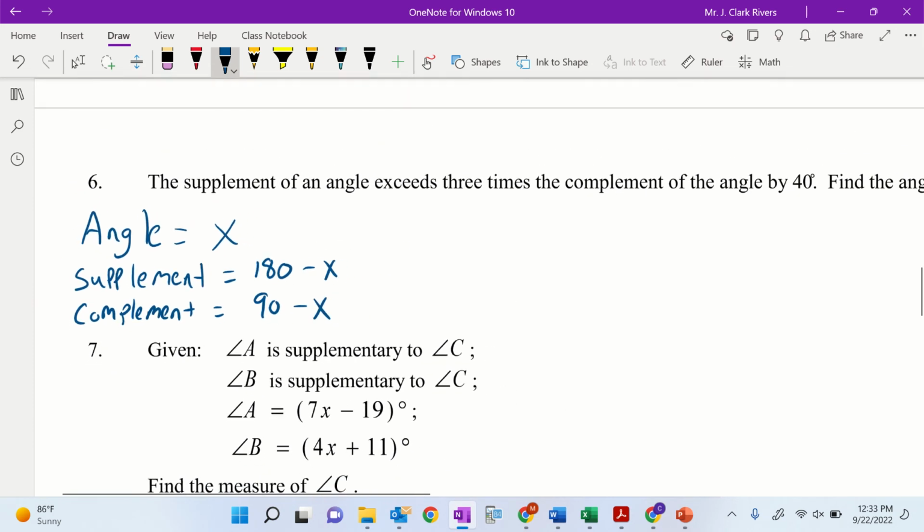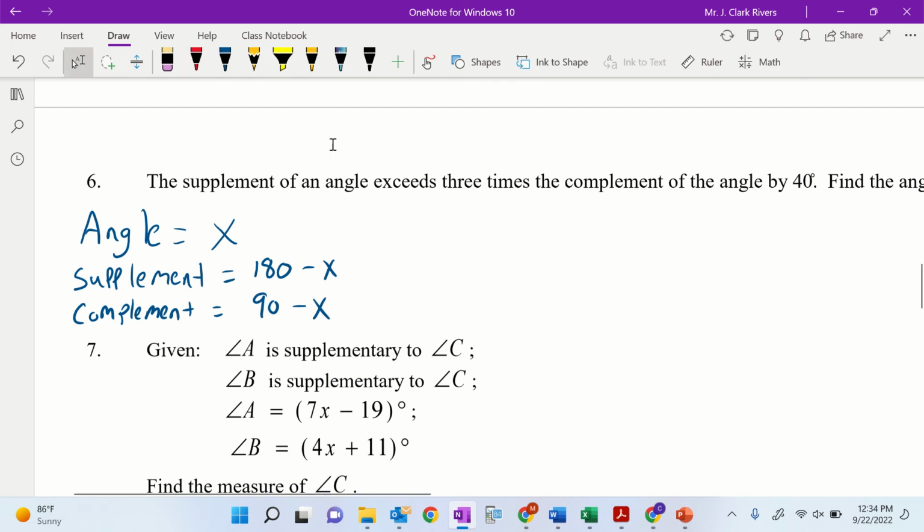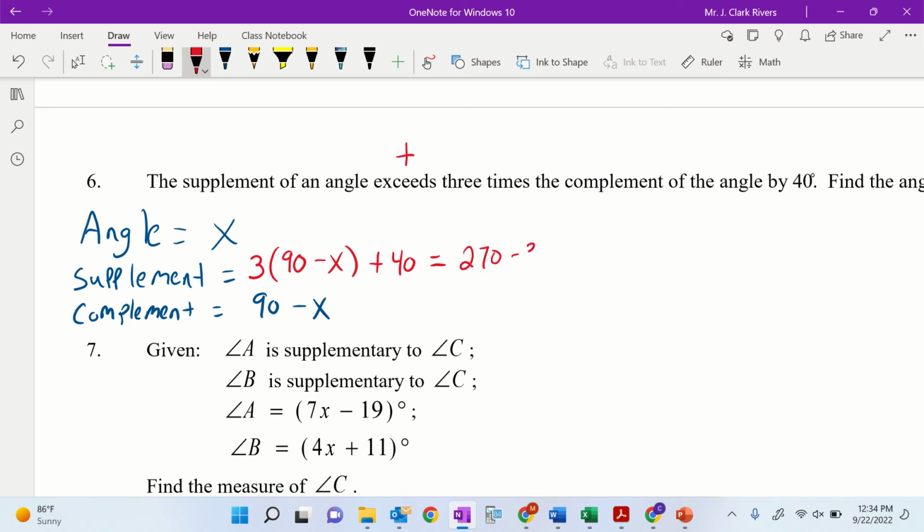So with all that, let's read the problem again, and we're going to adjust one of these depending on what the problem says. The supplement of an angle, okay, so that's this one right here. It exceeds 3 times the complement of the angle by 40. So we're going to change the supplement. The supplement of an angle exceeds, that means we're going to be adding 3 times the complement. That's 3 times the complement, which is 90 minus x, by 40. So we add 40 to that. There you go. And we can simplify this a little bit by distributing. 3 times 90 is 270. 3 times negative x, that's negative 3x plus 40. And then 270 plus 40 is 310 minus 3x. So there you go. There is the supplement.